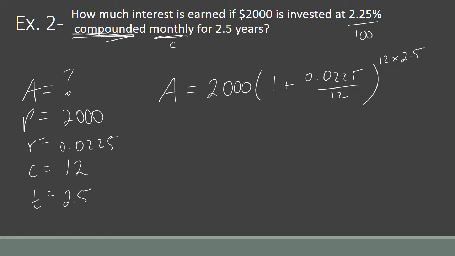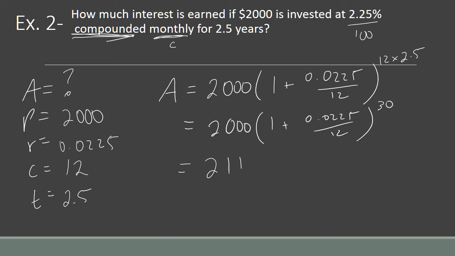12 times 2.5. Do your exponent calculation first. 12 times 2.5 is 30. And then enter that just like you see it. So you can pause it if you want. Come back, see if you get the same number as I do using your calculator. $2,115.61.